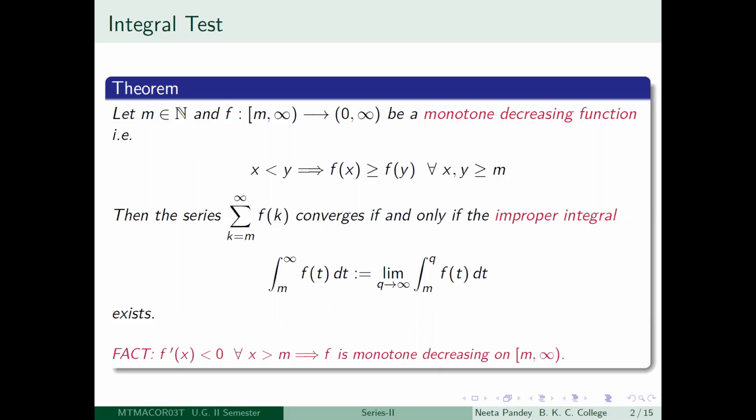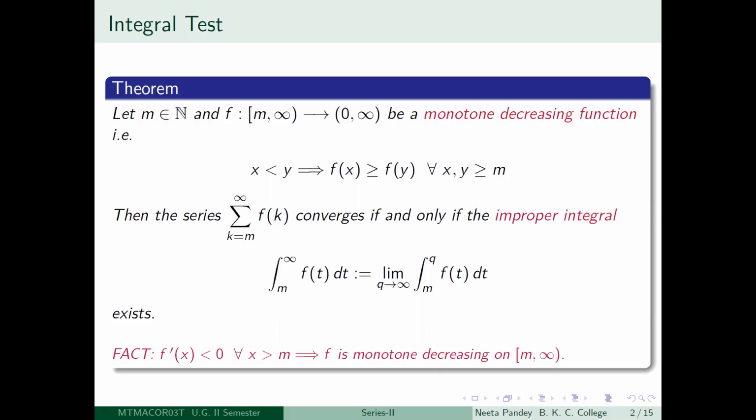So anyways, suppose that you have any positive integer m, and suppose you take a function on the closed interval m to infinity, which is taking positive values. So its range is in the open interval 0 to infinity. And suppose that it satisfies the property that whenever x is less than y, then f(x) is greater than or equal to f(y) for all x, y in the domain of the function, that is for all x, y greater than or equal to m. Then such a function is called a monotone decreasing function.